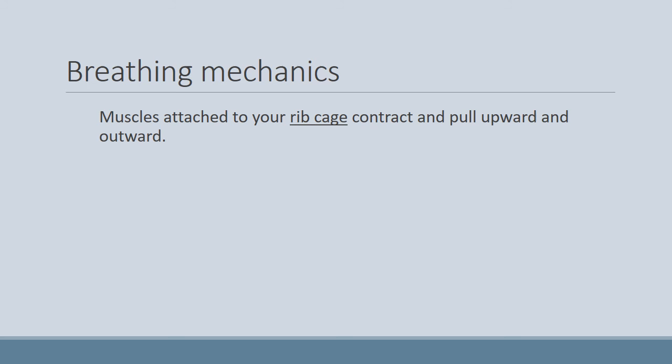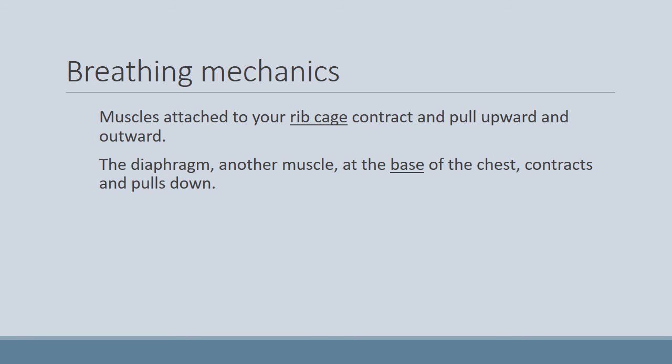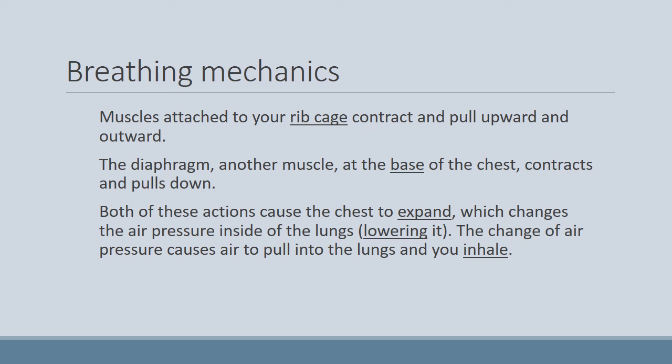All right, so how is it that we're able to breathe? What actually physically makes that possible? Well, you have muscles that attach to your rib cage, and when they contract and pull upward, they pull upward and outward. Below your lungs is a muscle called the diaphragm, and when it contracts, it actually pulls downward, and both of those muscular movements cause the chest air volume to expand.